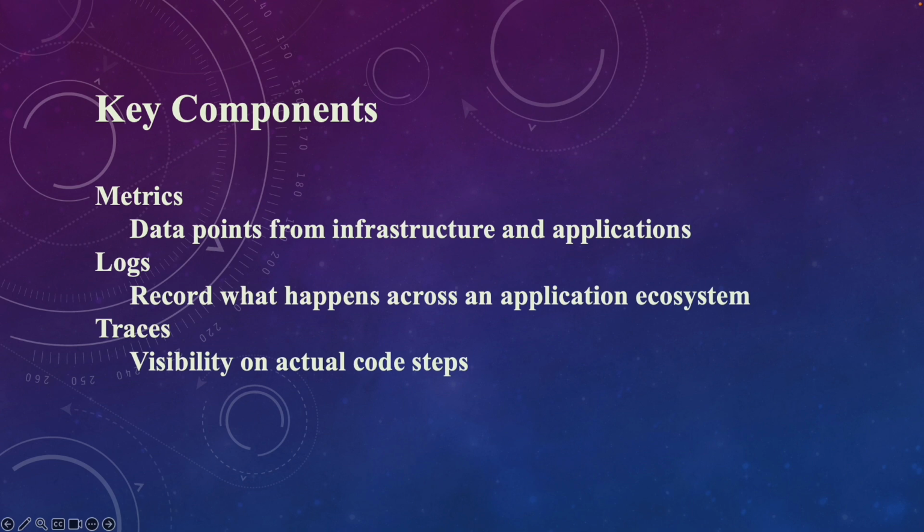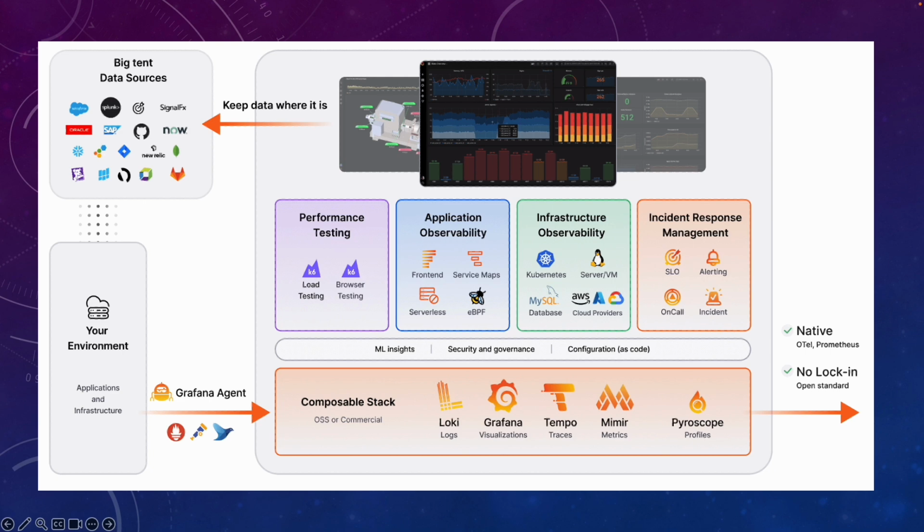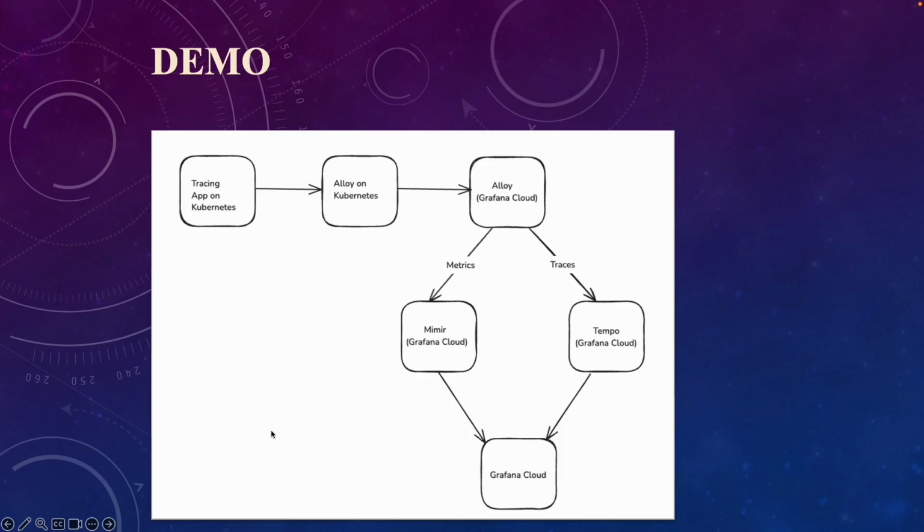Coming to Grafana's open and composable observability stack, this brings together metrics, logs, and traces, the key components of observability, in a unified platform. So this allows full visibility across systems. It is built on open standards like Prometheus and OpenTelemetry, which ensures flexibility and avoids vendor lock-in. The stack includes customizable, ready-to-use dashboards. Let's dive into the demonstration of Grafana.